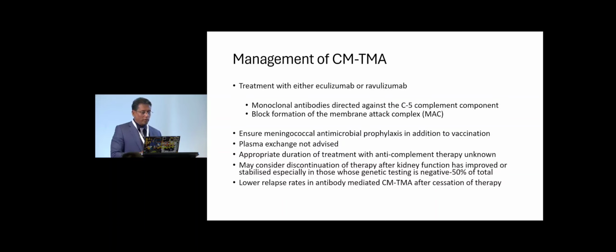They are monoclonal antibodies directed against the C5 complement component, basically the membrane attack complex, the last part of the component. These are antibodies directed against them. So the alternate complement pathway is unable to kill your cells. But please ensure meningococcal antimicrobial prophylaxis in addition to vaccination. Plasma exchange is not needed in this condition, so tread lightly with your plasma exchange. There can be significant side effects with that.